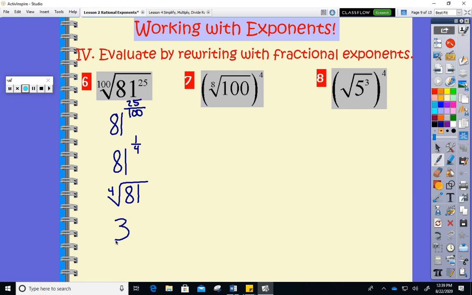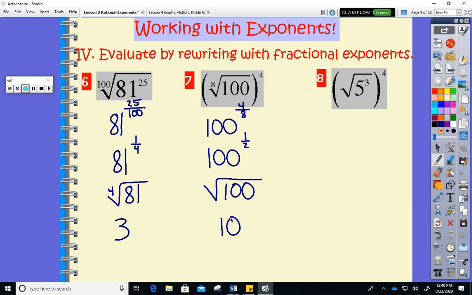So on 7, let's do the same thing. Do you see you can write it as 100 to the 4/8 power? And of course that reduces to 1/2. All right. Oh, well, of course that means the square root of 100. Oh, so it suddenly is recognizable. Now it feels easy. The square root of 100 is 10.